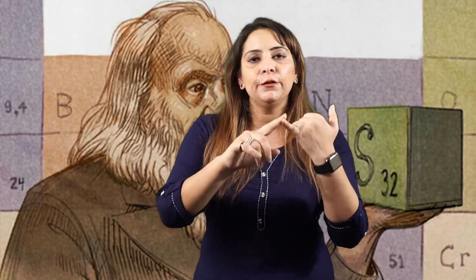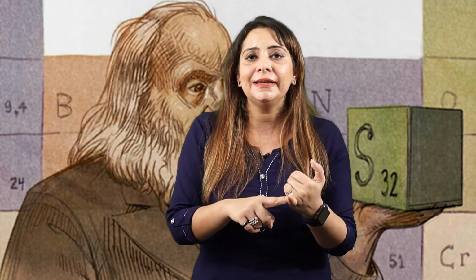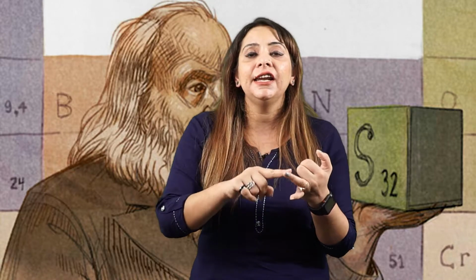Right, so the merits, I think, are clear. First, it was based on atomic mass. Second, he left gaps. Third, he predicted errors in atomic weights of certain elements. And fourth, he corrected the atomic mass of certain elements. Now let's start with the demerits.